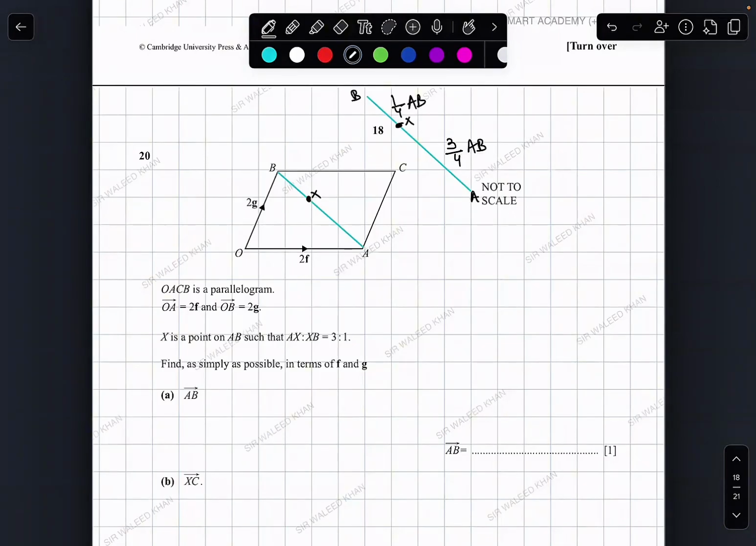So find, as simply as possible in terms of F and G, AB. All we have to do is start from A and move towards B. So in the opposite direction of this and in the same direction of this. Opposite directions as marked will have a negative value, and the same direction as marked will be positive. So 2G minus 2F.